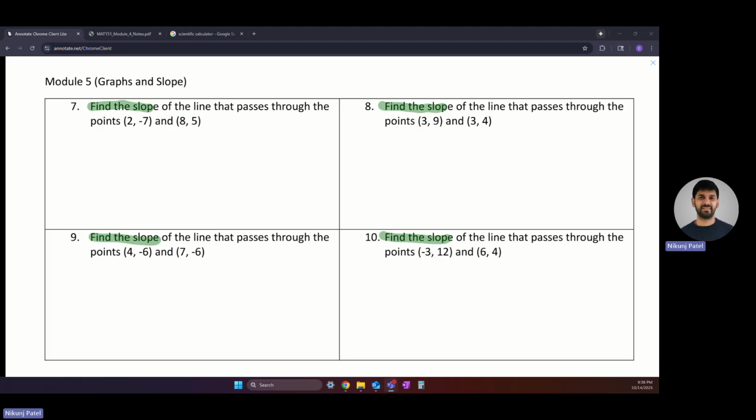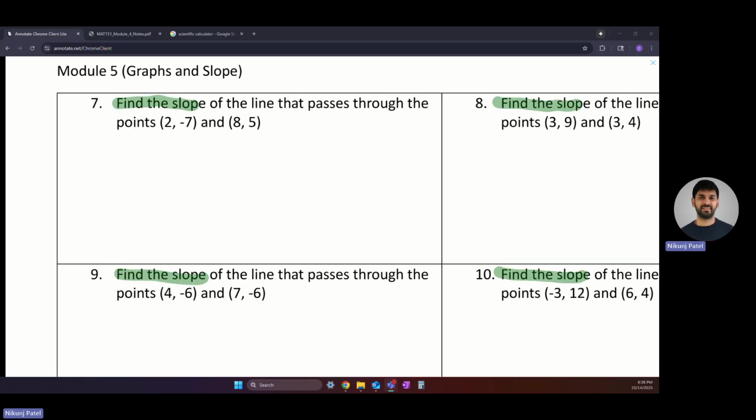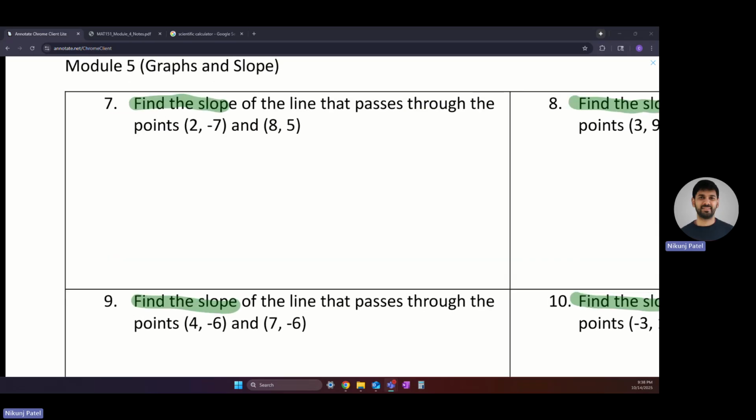When you want to find the slope, there's two ways of approaching it. You can either take a visual approach and sketch the XY coordinates and then plot these two points and see what the rise over run is, or determine how far up or down you have to go and then over. That's one way to determine the slope. The other way is to use the slope formula. So I'll work out number 7 in both ways, and then after that you can choose which way.